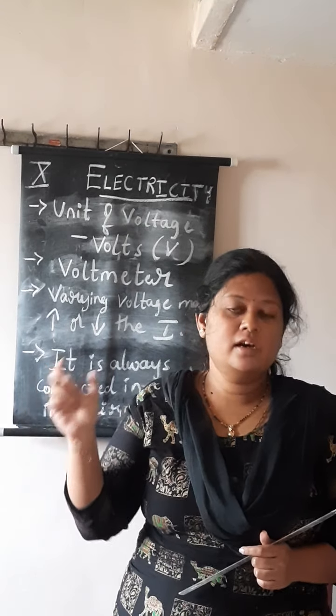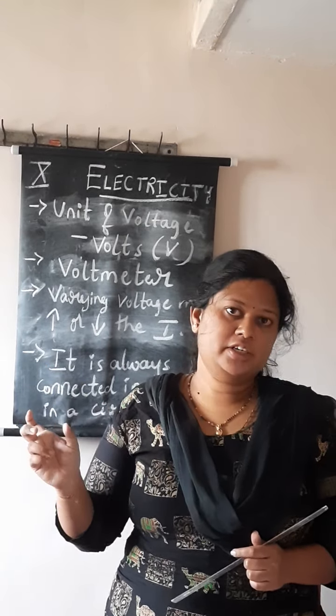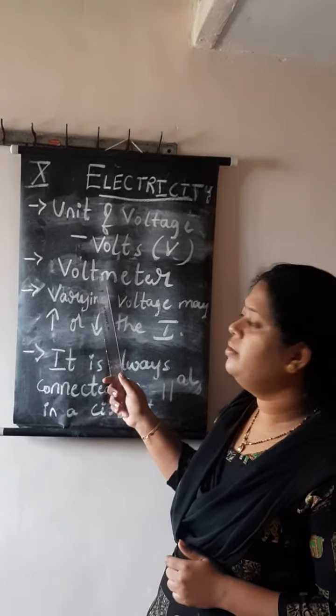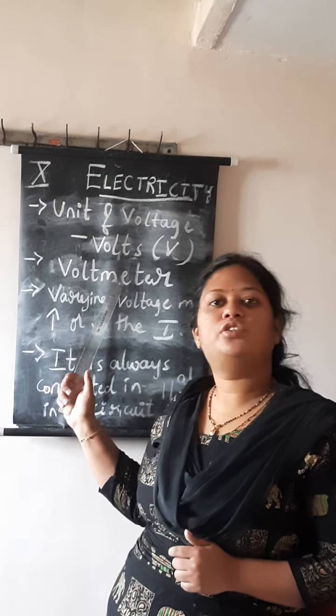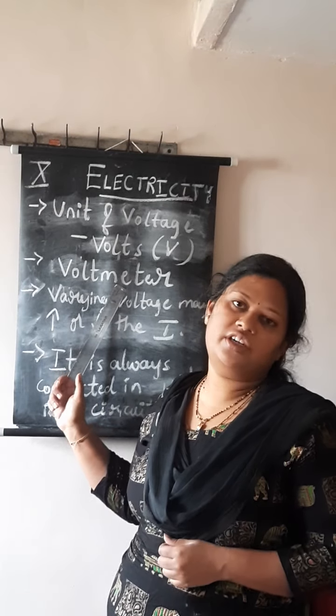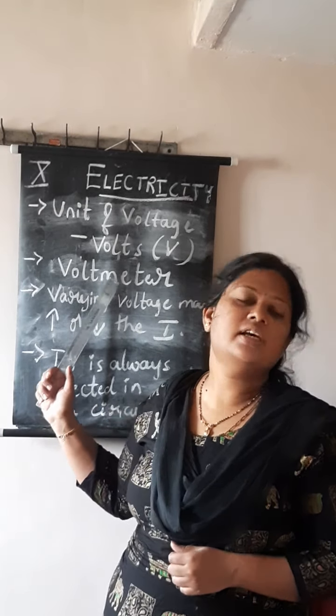Ampere is for current, and coulomb is for charge, represented by capital C. Current is represented by capital letter I and its unit ampere by capital letter A, and the unit of voltage is volts, represented by capital letter V. As we studied, the ammeter is the instrument used to measure the current. Similarly, the voltmeter is the instrument used to measure the voltage or the potential difference present in any circuit.